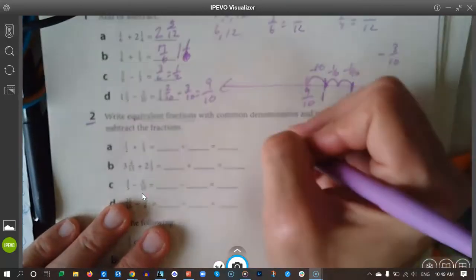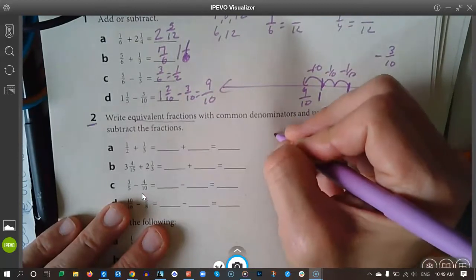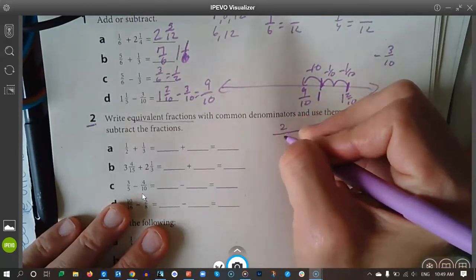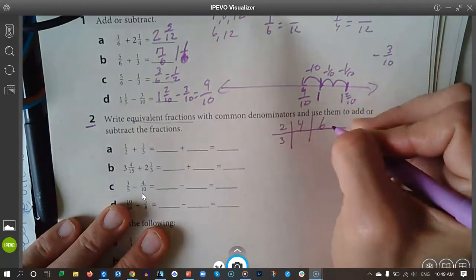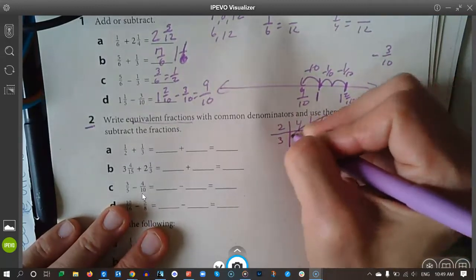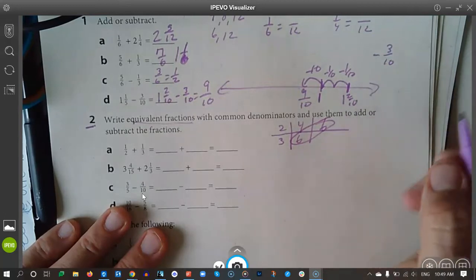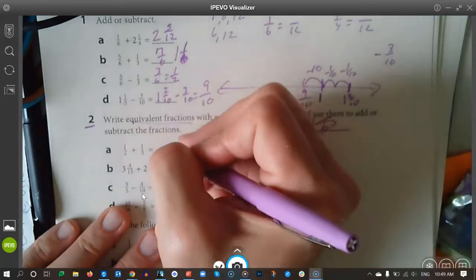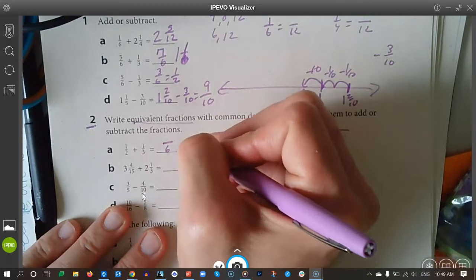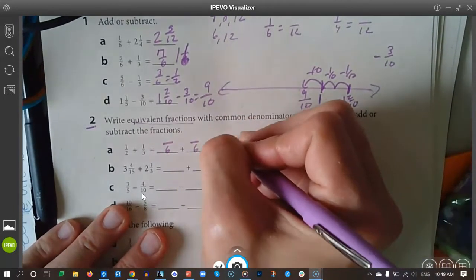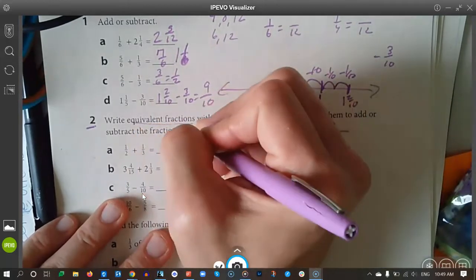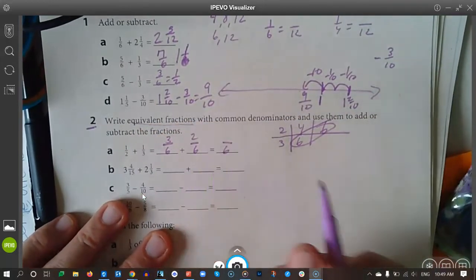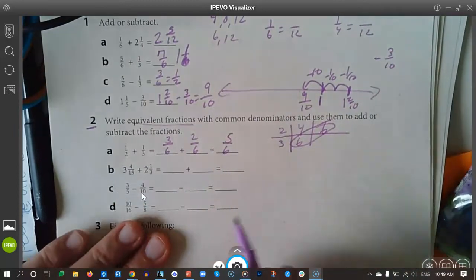All right, 1/2 plus 1/3. Right, here's 2 and 3. So I'm going to go 4, 6. I'm going to stop there because I know 6 works. So I can get both into sixths. So I'm going to turn both of them into sixths, and my answer is going to have a sixth in it as well. So 1/2, that's 3/6. 1/3 is 2/6. So 3 plus 2 is 5/6.